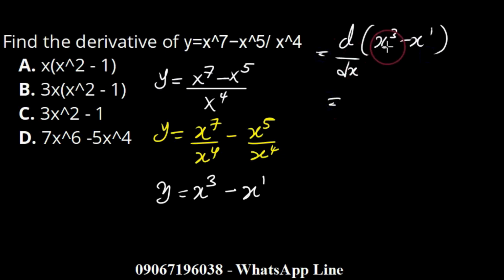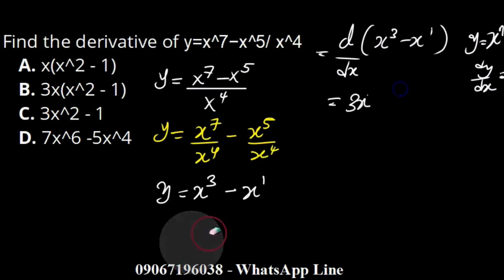So if we differentiate this, the derivative of x cubed. Now remember here that if y equals x to the power n, then dy over dx is going to give us n times x to the power n minus 1. This power n is going to multiply x, then n minus 1. So this is going to give us 3x to the power 3 minus 1, which is 3x to the power 2.